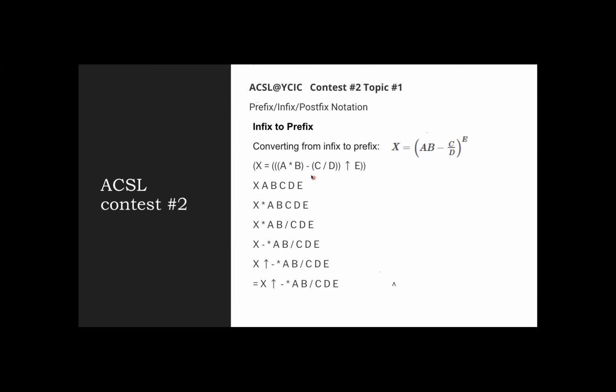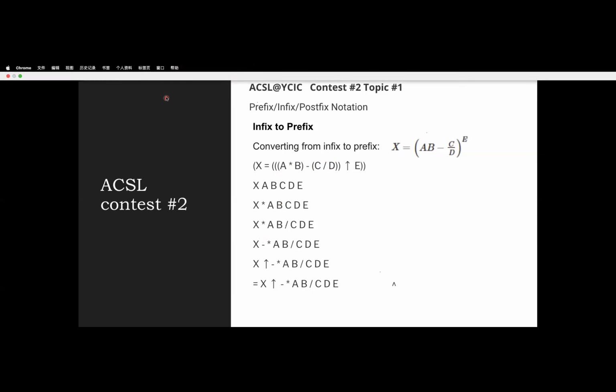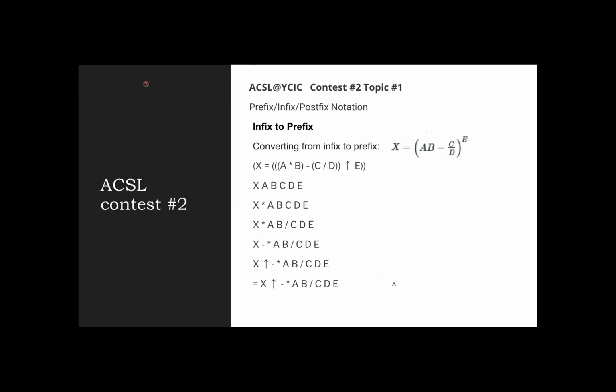Someone asked a really good question: why the minus? Because it is A multiplied by B, subtract C divided by D. So after we did multiply and divide, we then subtract these two together. Are you still confused, or do you understand?